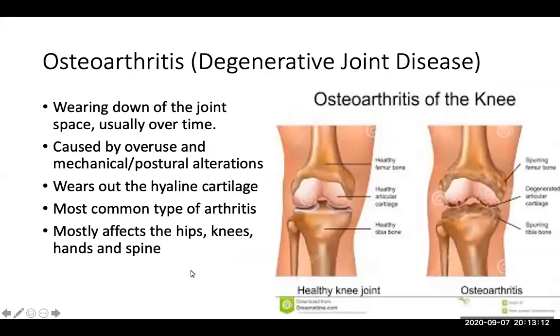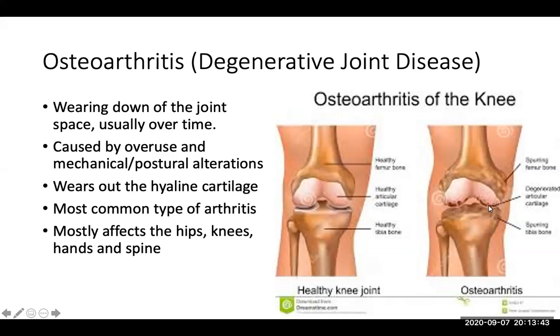Osteoarthritis is degenerative joint disease. It's wearing down of the joint space, usually over time, very common in the elderly, also common in athletes who put a lot of pressure on their knees over time, like runners, really anyone who does a lot of pounding activity with their knees. What osteoarthritis does is it wears out the hyaline cartilage. It's the most common type of arthritis. It can affect your hips, your knees, but also your hands and your spine.